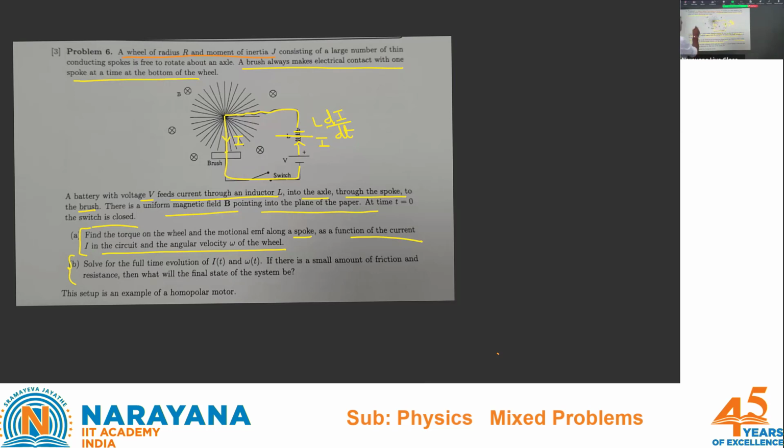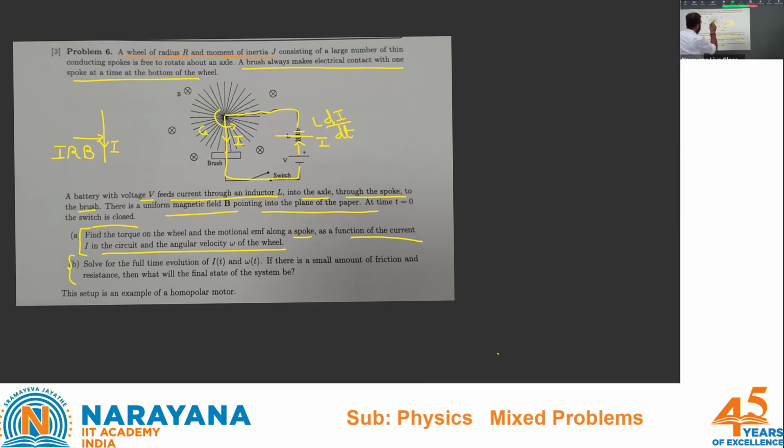And as I will be driven along one spoke outwards, right, magnetic force will come into the picture. So I L cross B will act at the center, and that will generate a force which is I R B. Right. And that torque is generating omega.